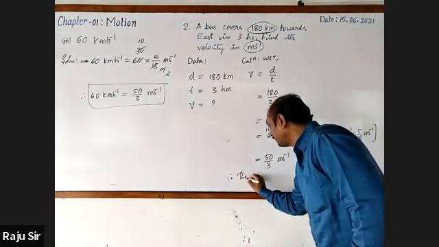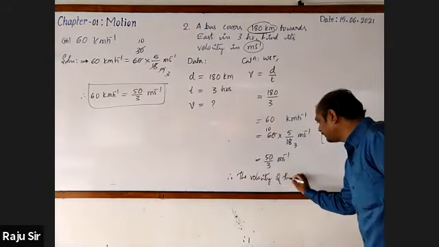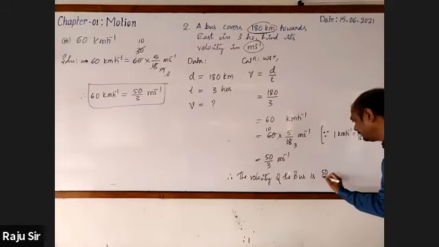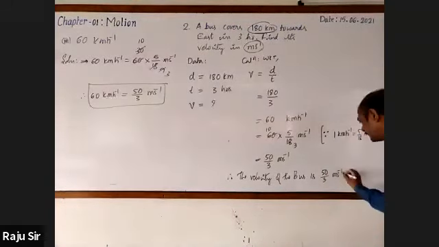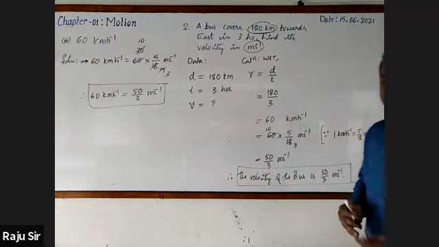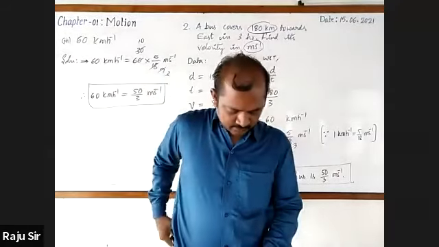Conclusion. Therefore, the velocity of the bus is 50 by 3 meter per second. Velocity of the bus is 50 by 3 meter per second.